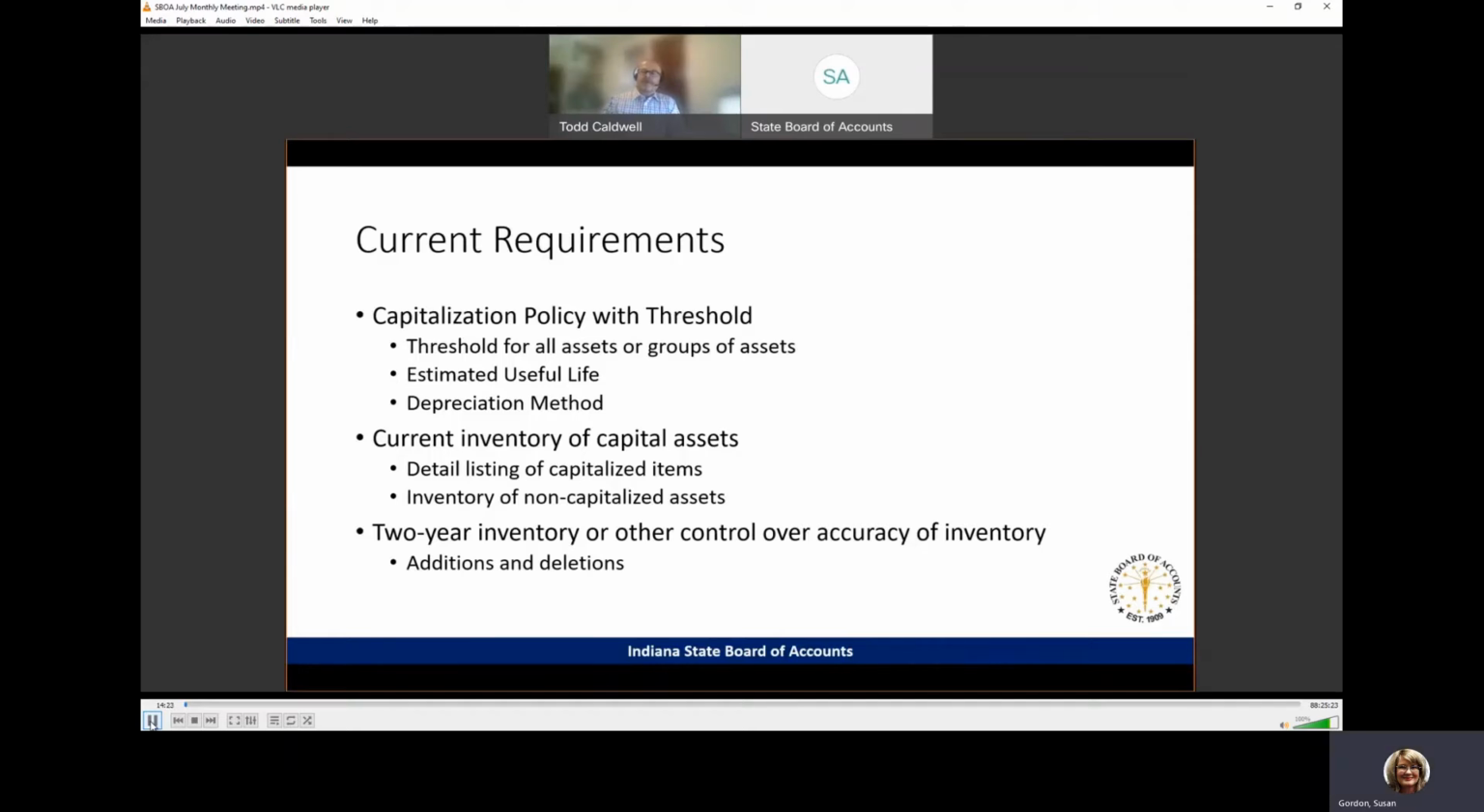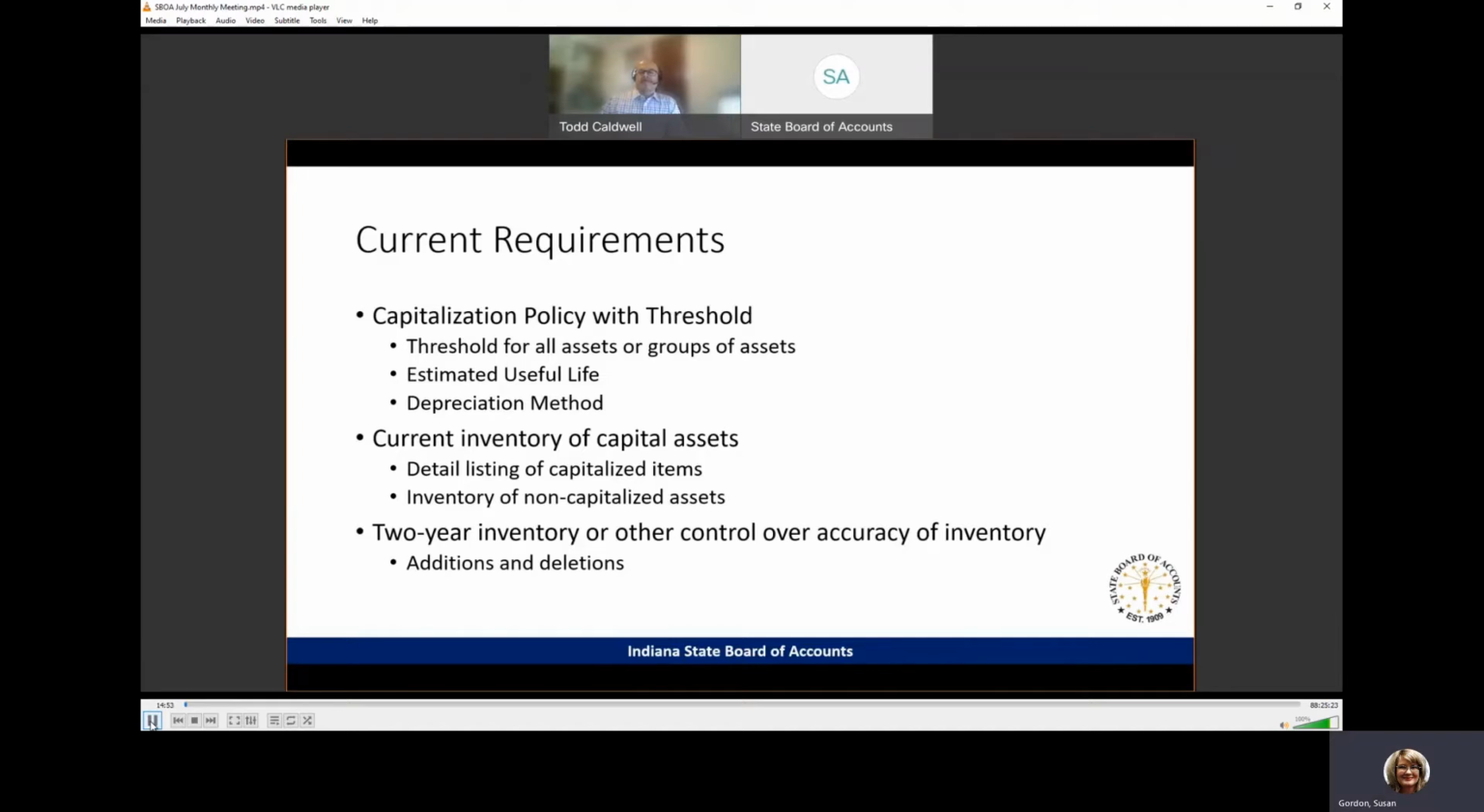However, you want to keep in mind, you don't want to set your threshold too high so that you're not capitalizing a material amount of assets. If you set your threshold at $100,000, for example, you probably won't be capitalizing many of your vehicles and equipment that fall below that threshold. That's not to say for a large enough entity, $100,000 wouldn't be reasonable. However, just keep in mind that threshold has to make sense for your city or town.